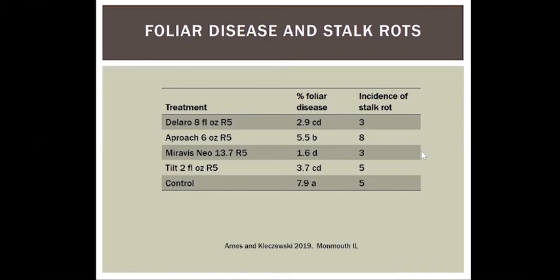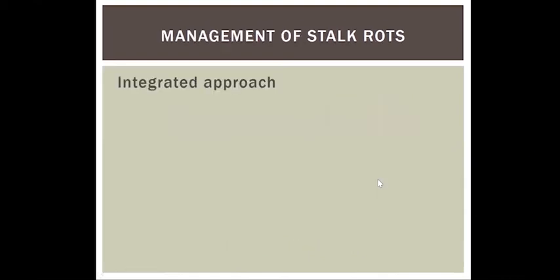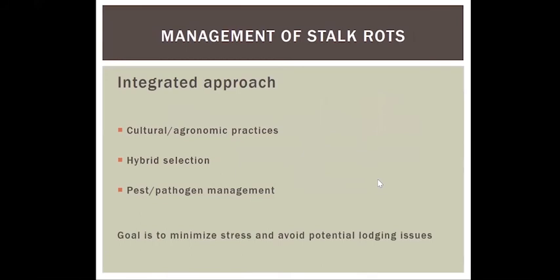But if you're in a low disease year, or if you have a hybrid that is simply resistant to your common diseases that could be problematic in your area, that is going to limit the utility of fungicides for managing stalk rots. So overall, managing stalk rots requires an integrated approach. And what do I mean by integrated approach? I mean that you're going to be hedging your bets by utilizing multiple practices.